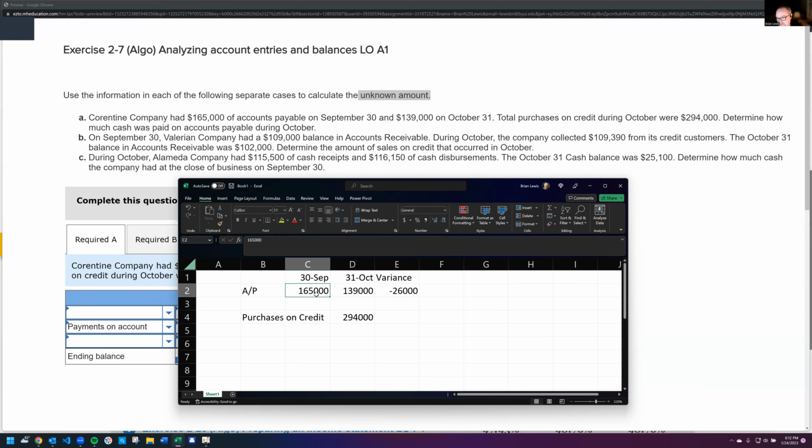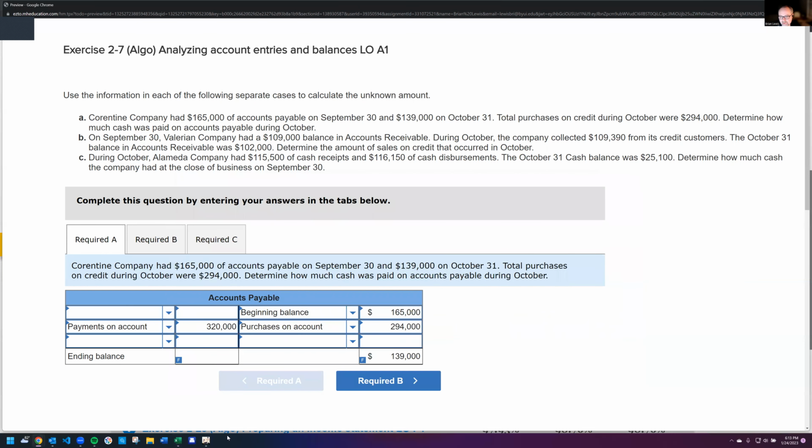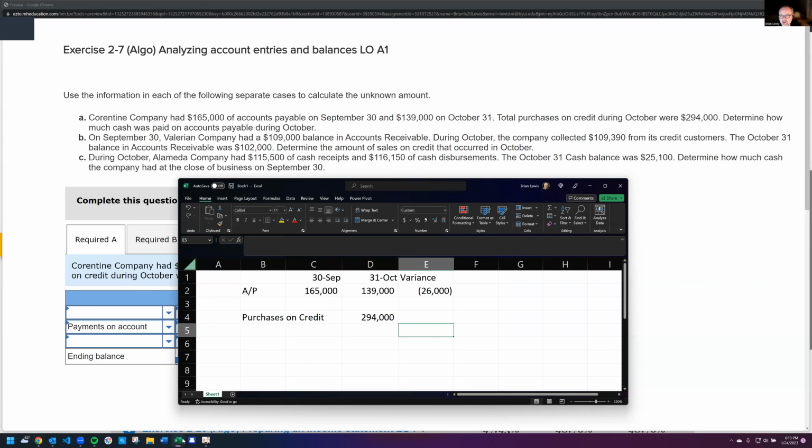All right, let me do a little bit of work here so I can actually understand what I've got. Okay, so here's the big thing: determine how much cash was paid on accounts payable during October. Oh, interesting. Okay. How much cash was paid?